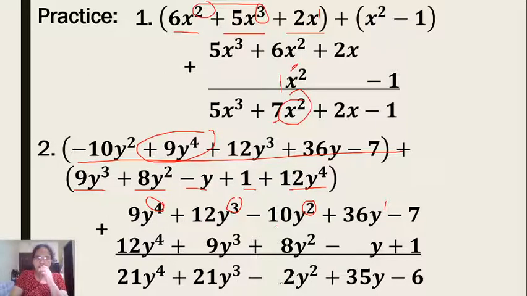-10 plus 8, that's -2. Copy the literal coefficient, y squared. 36 plus -1, so that's 35. Copy y. And then -7 plus 1, that's -6. So the sum is 21y to the 4th plus 21y cubed minus 2y squared plus 35y minus 6.